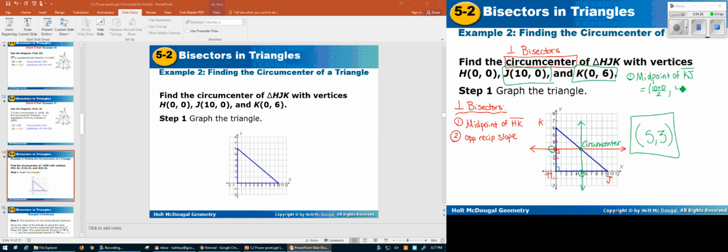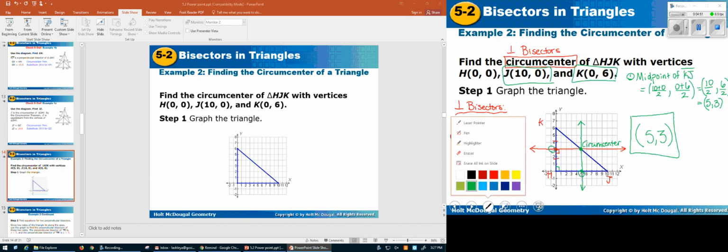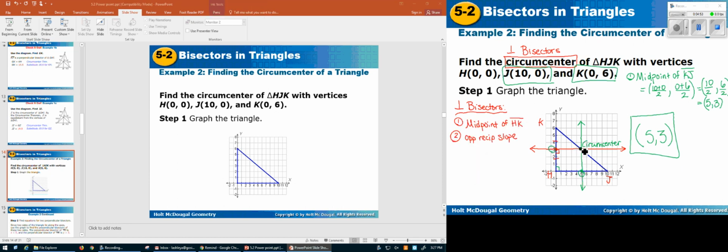And 0 plus 6 divided by 2. And so that gives us 10 divided by 2, comma, 6 divided by 2, which is 5, 3. So again, if we wanted to graph that perpendicular bisector, we would first plot that point, 5, 3, where the midpoint is.